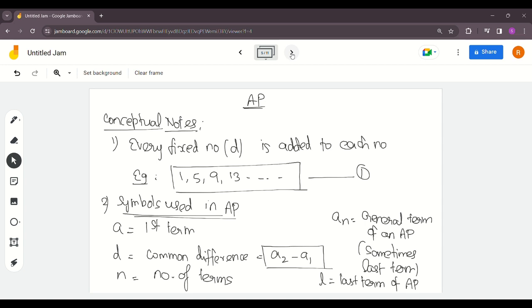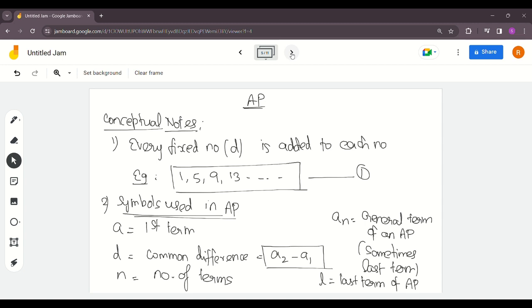Now the symbols used in an AP. a is the first term and d is nothing but the common difference. Common difference is second term minus first term. That should be equal to third term minus second term, that should be equal to fourth term minus third term, and so on. If the common difference is equal for all the cases, then you can say for sure that it is an AP. And n represents the number of terms.